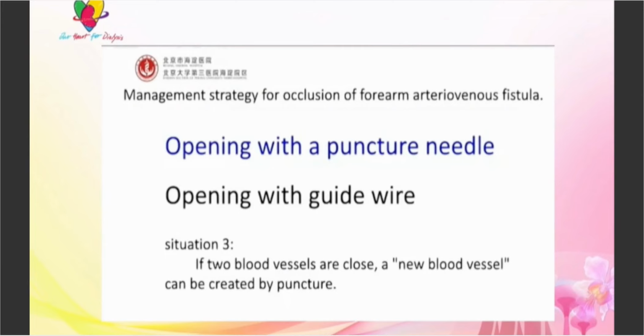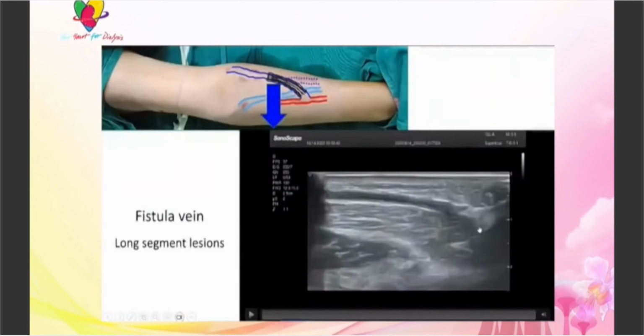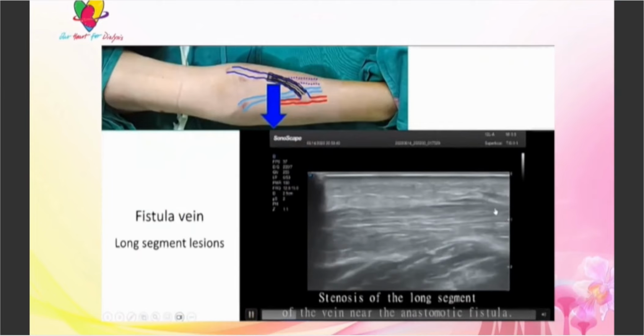The third situation, I think, is an expanded usage. It's not used for CTO. If two blood vessels are close, a new blood vessel can be created by puncture. Case 1 is a left RC AVF. This is a cephalic vein, the fascicular vein. This is a median forearm vein, the non-fascicular vein. The radial artery is here. Ultrasound shows that the fascicular vein is not so good, with long segment lesions.